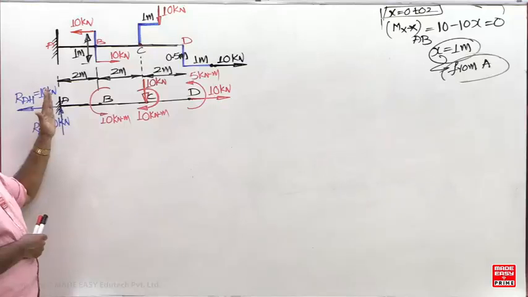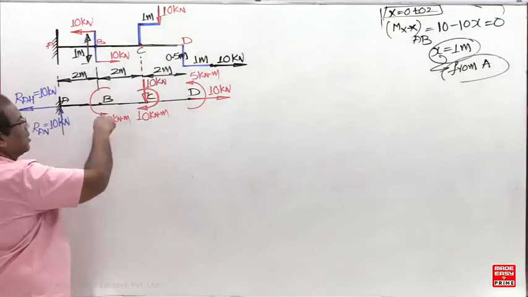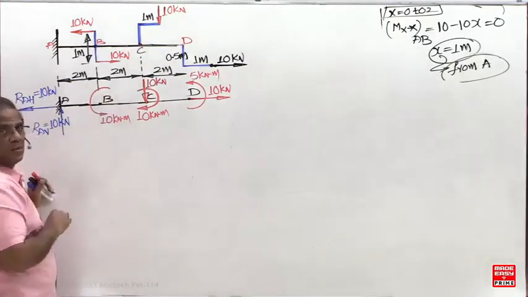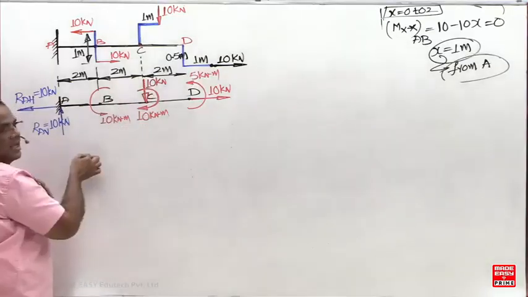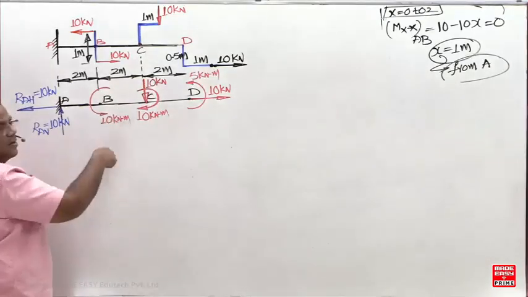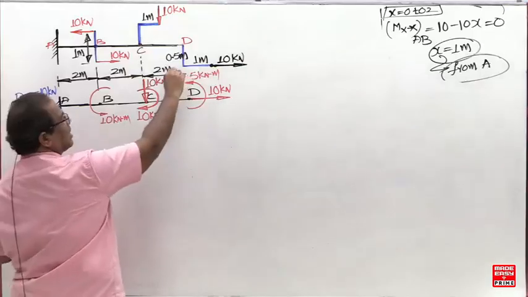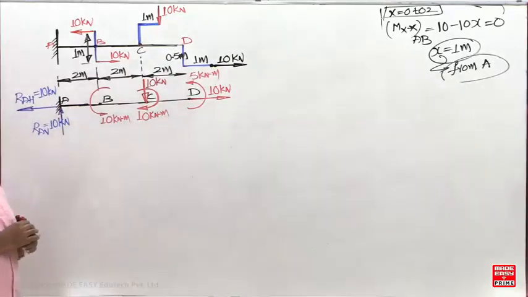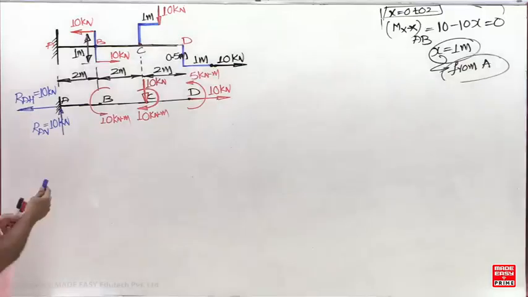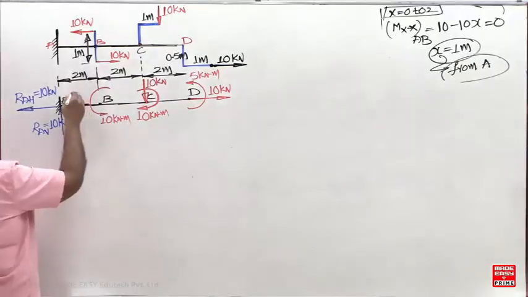So can you give the sum of the couples at A? What is the sum of the couples and moments now? This is the anti-clockwise, this is the clockwise. What is the sum of these two? 0. But there is a moment like this now. 10 into what distance now? 4, 40. 40 clockwise, and this is anti-clockwise. So 40 minus 5, 35. 35 clockwise means the reaction will be anti-clockwise.